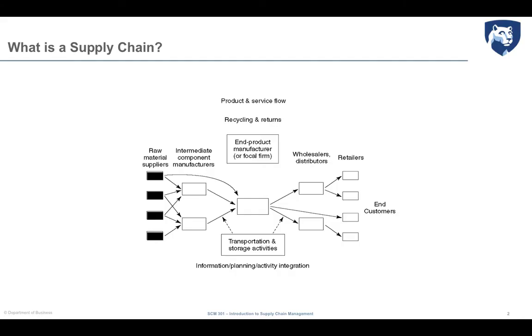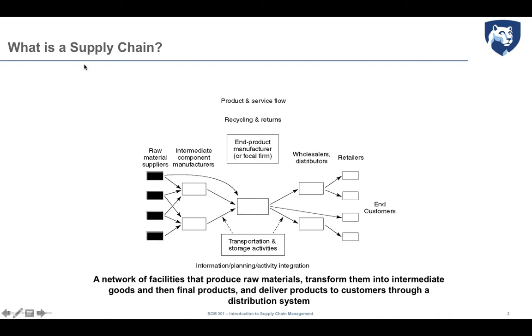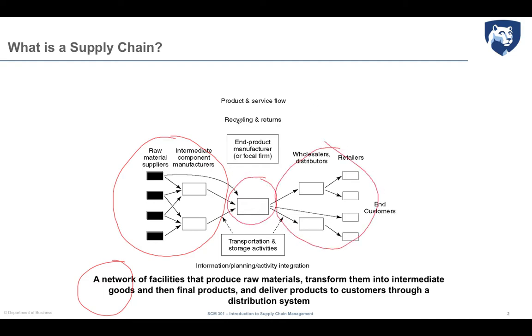So first, we start by defining what a supply chain is, and the concept of the supply chain that you see depicted in these slides. In particular, we define the supply chain as a network of facilities that produce raw materials, transform them into intermediate goods and then final products, and deliver products to customers through a distribution system. In this definition, we introduce all the main components of the supply chain, which means that we are addressing the make part, the source part, and the delivery part of the supply chain, which are the main processes that we will present later on in the course.